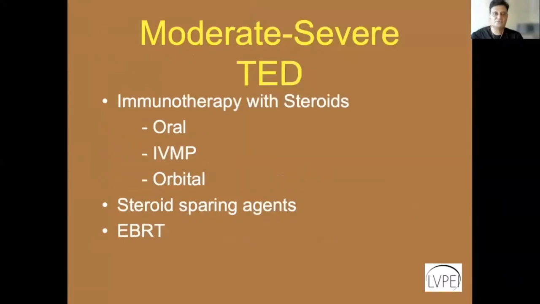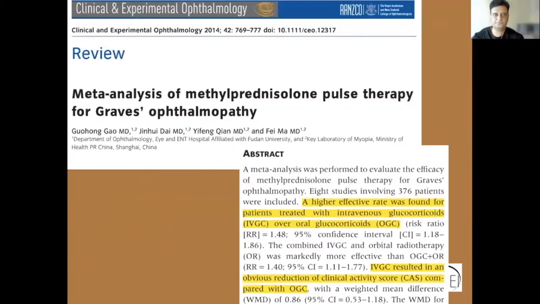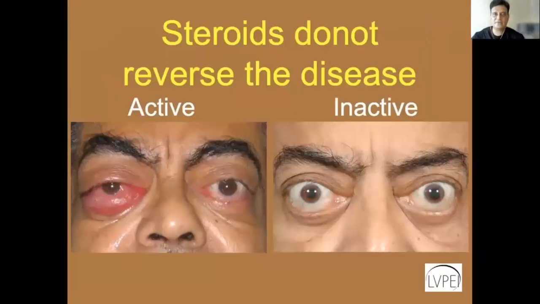Moderate to severe thyroid eye disease will be managed by immunotherapy with steroids, which could either be oral or intravenous and rarely intraorbital. Steroid sparing agents can be used in patients who have a relative or absolute contraindication to steroids, and rarely external beam radiotherapy might be used. It is known that IV therapy with steroids is better than the oral therapy. It is very important to understand that steroids do not reverse the disease. Unfortunately, many ophthalmologists and endocrinologists believe so.